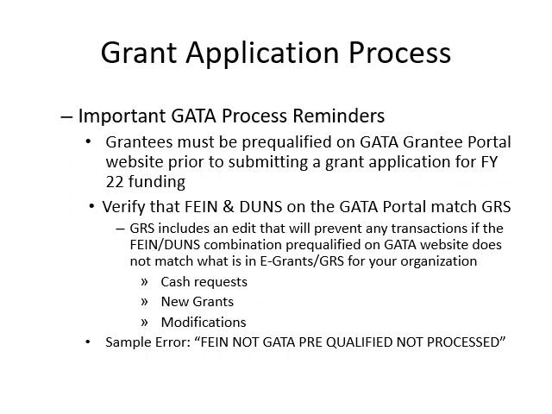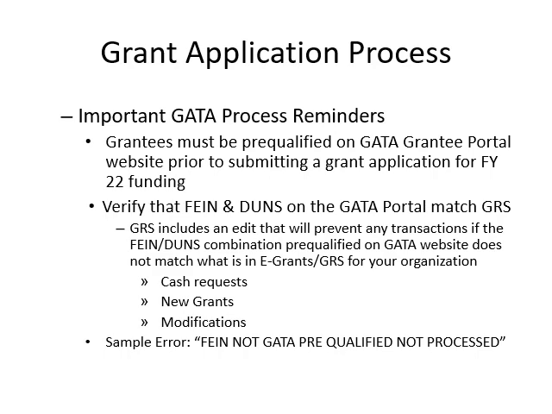Important GATA process reminders. Grantees must be pre-qualified on the GATA Grantee Portal website prior to submitting a grant application for FY22 funding. You need to verify that your FEIN and your DUNS on the GATA Grantee Portal match GRS. GRS includes an edit that will prevent any transactions if the FEIN or the DUNS combination pre-qualified on the GATA website does not match what is in eGrants or GRS systems for your organization.